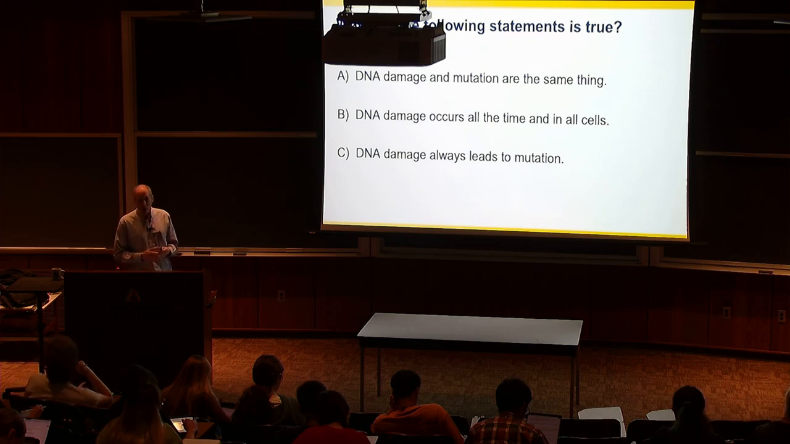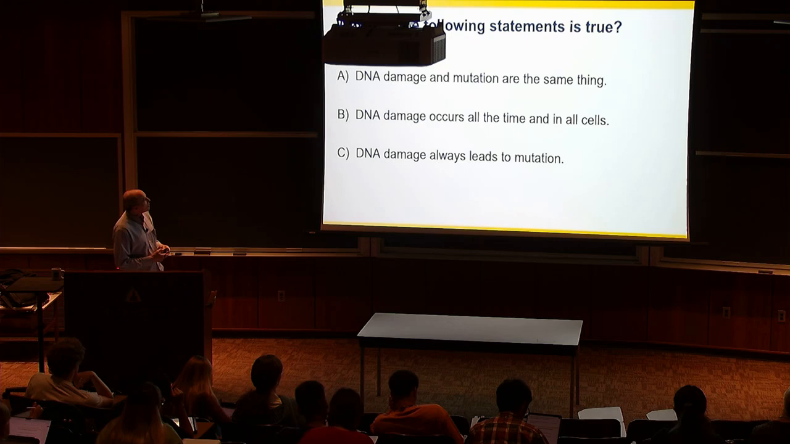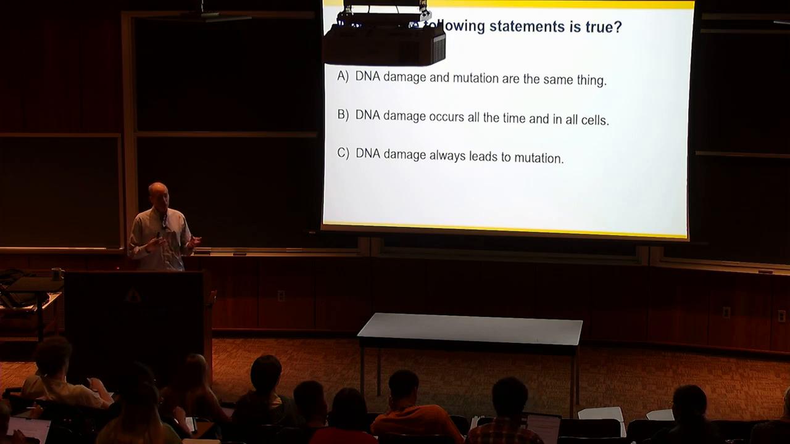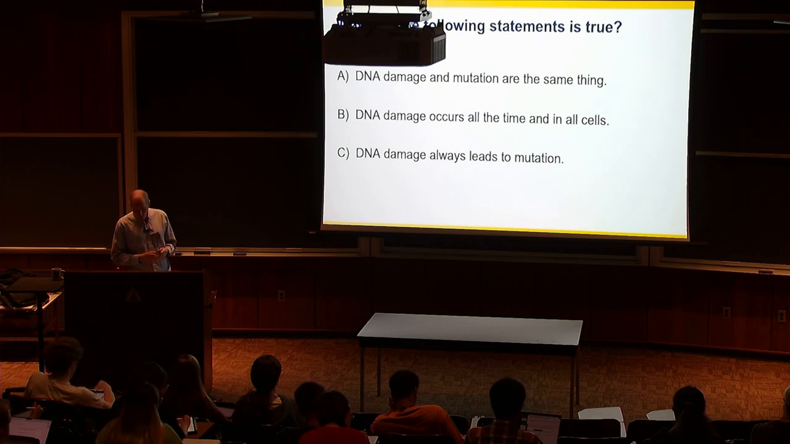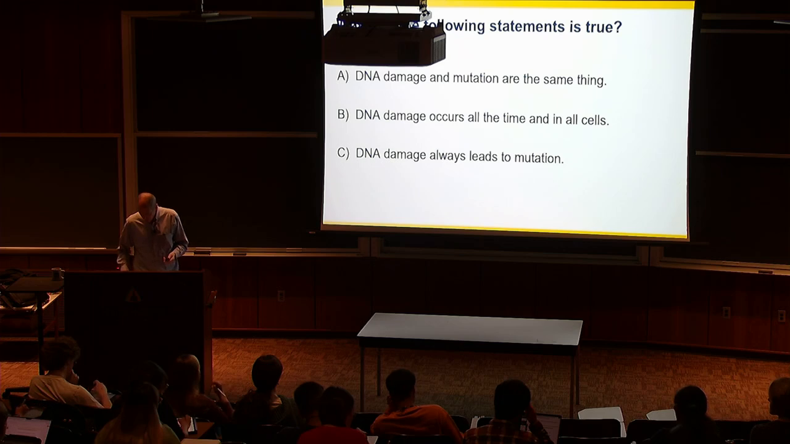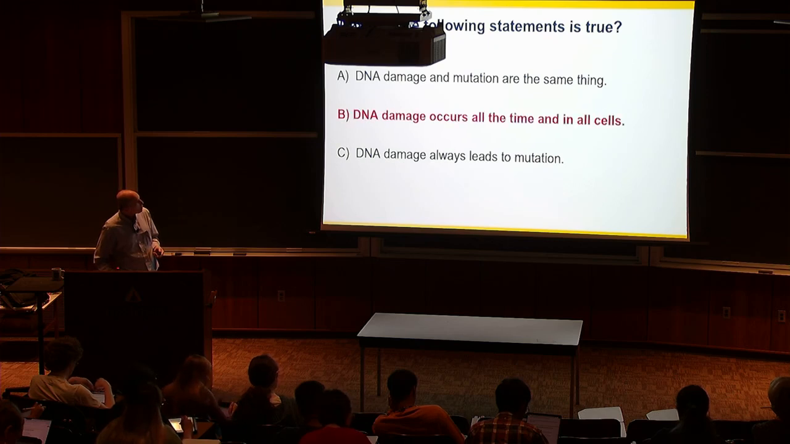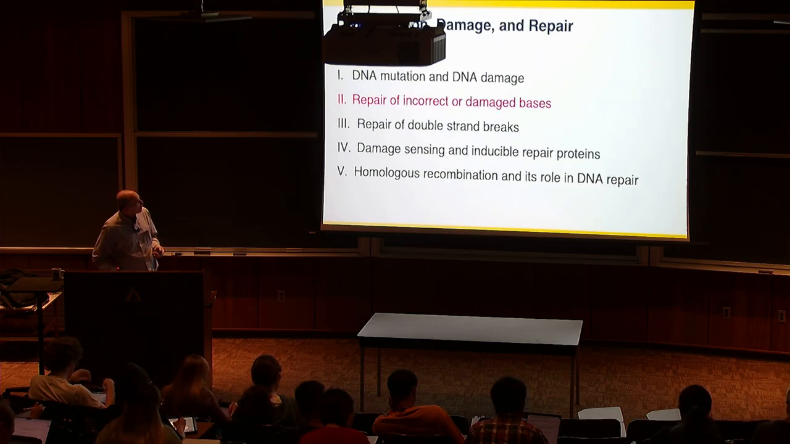Okay, so here's a little question just to make sure we're awake. Which of the following statements is true? DNA damage and mutation are the same thing. Any hands? No, because you can have damage, but it could be corrected, right? Not necessarily going to be a mutation. DNA damage occurs all the time and in all cells. Yeah, you got it, all the time, like right now in us. And DNA damage always leads to mutation. No, that's definitely wrong. In fact, it rarely does. Voila.